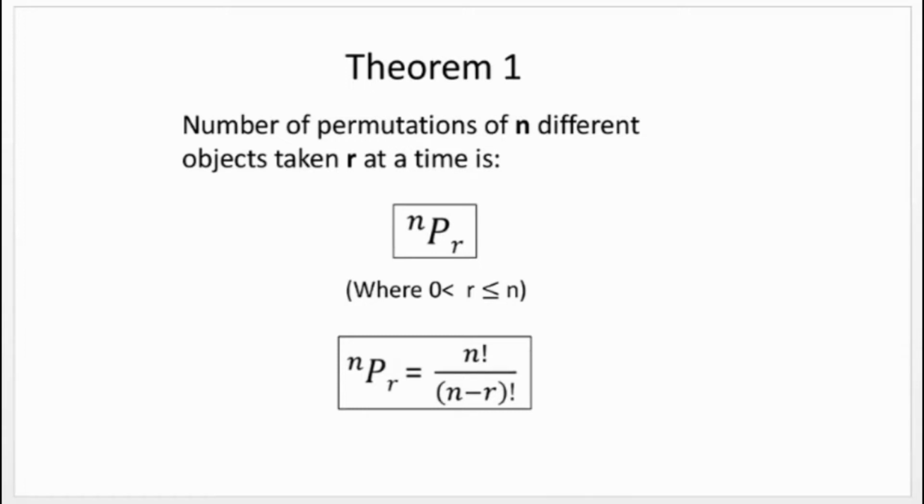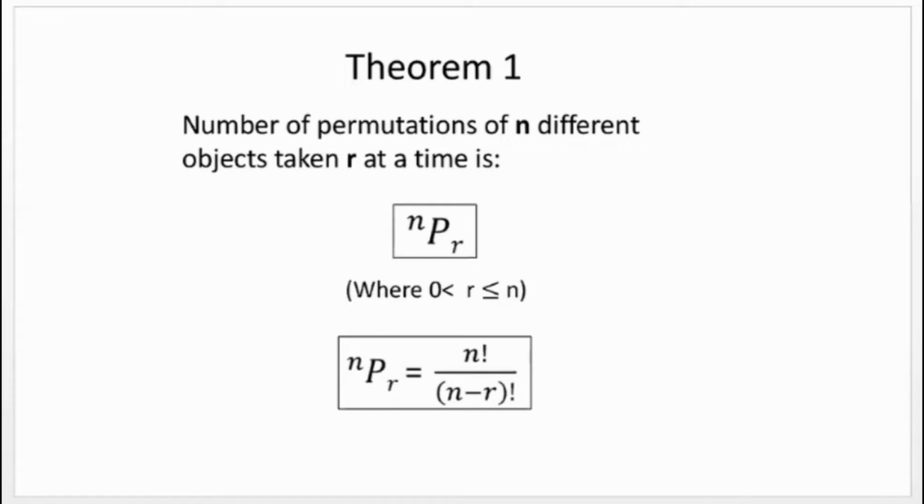In mathematical notation, the permutation can be denoted by nPr. P denotes permutation, n is the total number of events, and r is the number of events we are choosing. So the bigger number is n, r is the smaller number. So r goes from 0 to n, right?